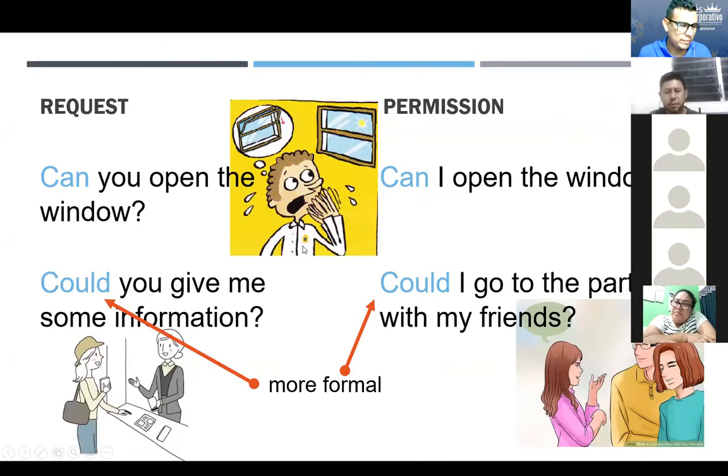Voy a dejar la slide por unos par de segundos. Ok, continuamos.